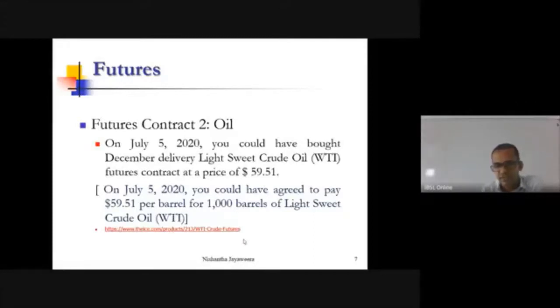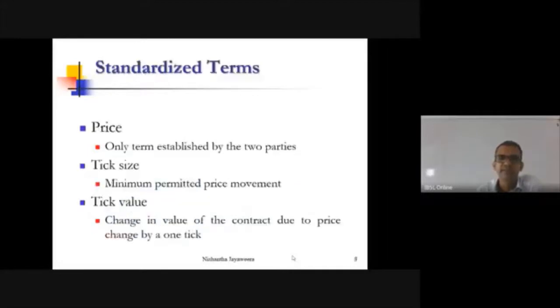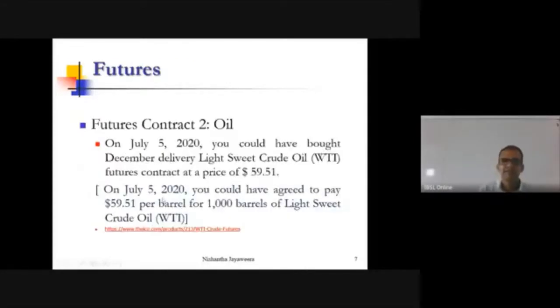So very similar to forward contracts. You enter into a transaction to buy something on a future date. The difference between forward and futures is that the other terms are given by the exchange and the market is regulated by the exchange. You cannot customize the product to suit your requirement. The price is the only term that can be established by the two parties. This 59.51 is the agreement between two parties, nothing to do with the exchange.